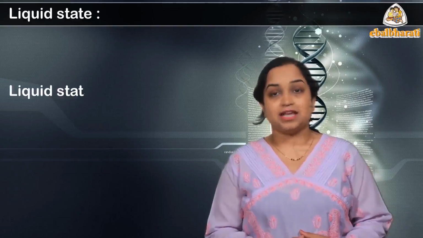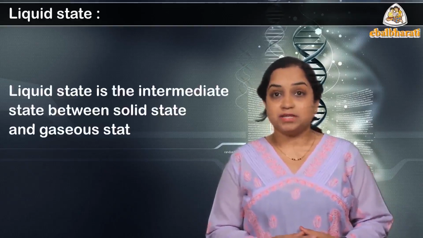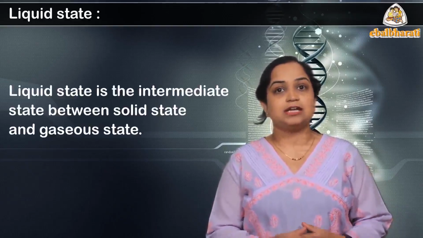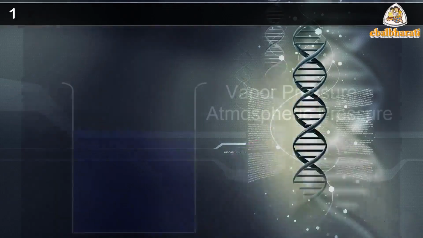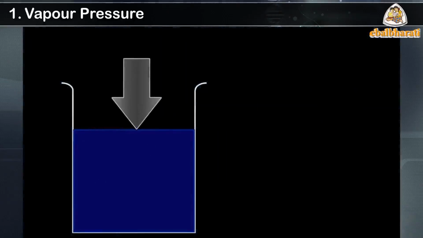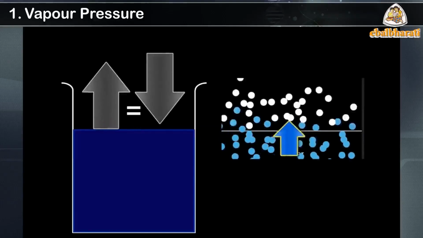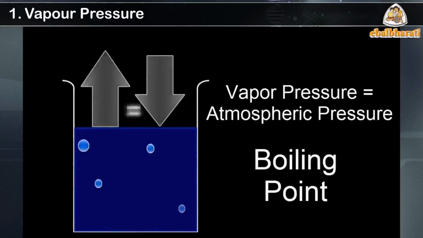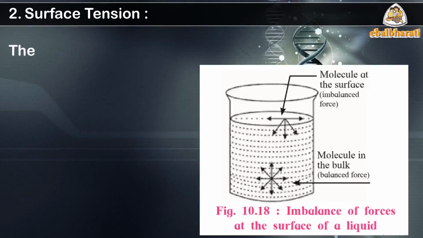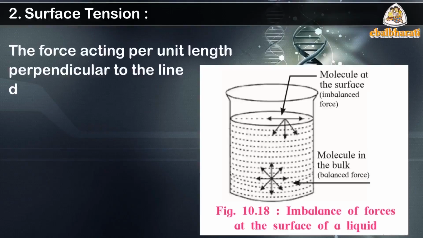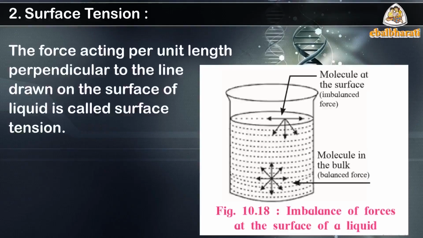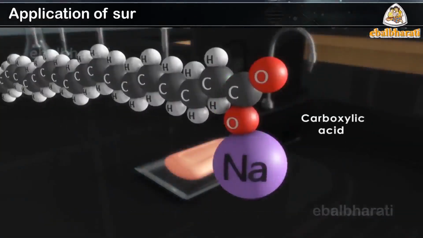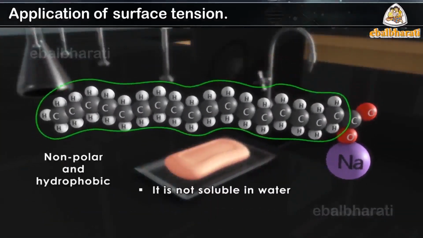Liquid state. Liquid state is the intermediate state between solid and the gaseous state. Vapor pressure is shown in the figure. Factors affecting vapor pressure: nature of the liquid and temperature. Surface tension. The force acting per unit length perpendicular to the line drawn on the surface of a liquid is called surface tension.